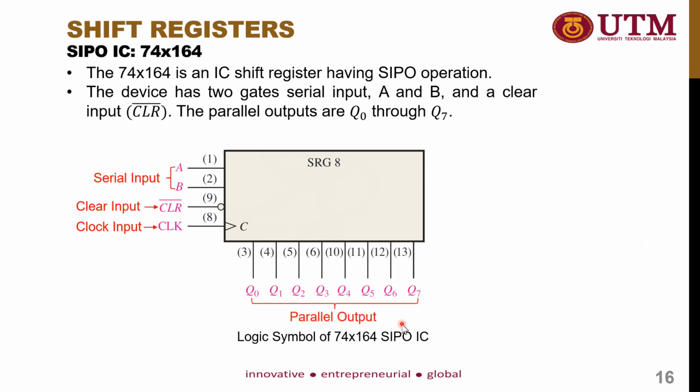Okay, so these are the parallel outputs, and it has a total of 8 parallel outputs, so it is an 8-bit shift register. So can you guess how many flip-flops are inside this shift register? Because it is an 8-bit shift register, it will have a total of 8 flip-flops.